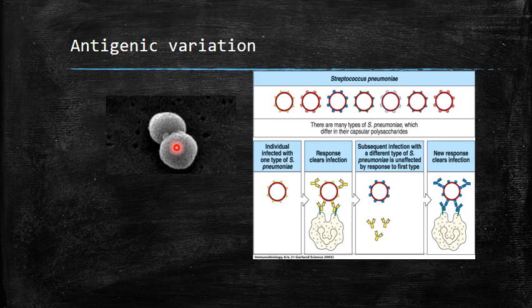The different strains of Streptococcus pneumoniae have antigenically distinct capsular polysaccharides. As we can see in this diagram, we have the Streptococcus pneumoniae, different types that are the same, but they have different capsular polysaccharides within them. The capsule prevents effective phagocytosis until the bacterium is opsonized by specific antibodies. When someone is infected with Streptococcus pneumoniae, the response is clear.